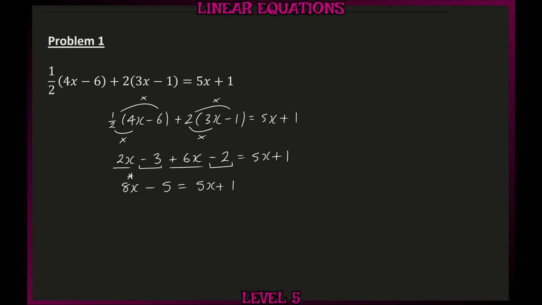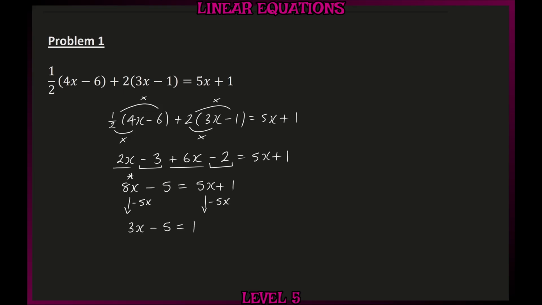So since we're keeping the 8x's on the left, we're going to remove the 5x's from the right by subtracting 5x from that side, and we need to do exactly the same on the left. So on the left, 8x minus 5x is 3x, and we still have a minus 5 there, and on the right, 5x minus 5x is 0, so we're just left with 1.